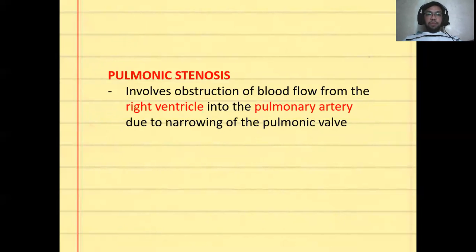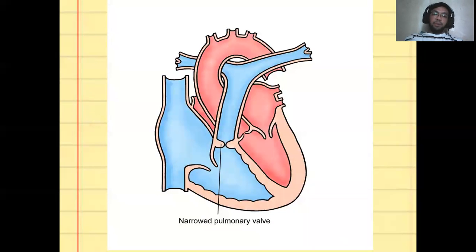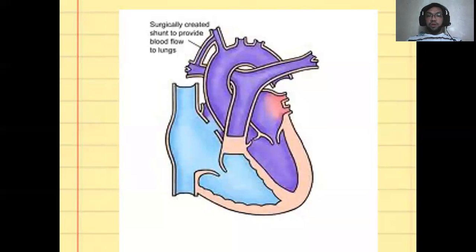Now we go to pulmonic stenosis. This is obstruction of blood flow from the right ventricle into the pulmonary artery due to the narrowing of the pulmonic valve. So as you can see here, the pulmonic valve is narrowed. So there's decreased blood flow into the pulmonary artery, therefore decreasing the blood flow into the lungs.